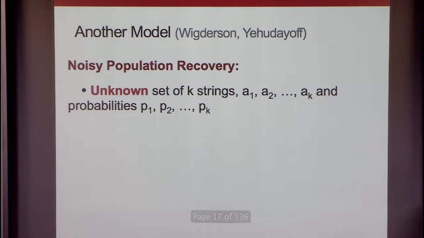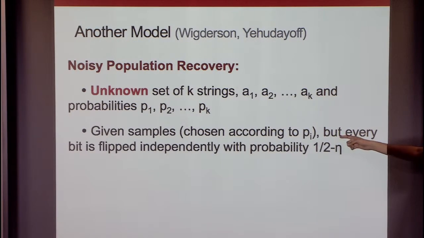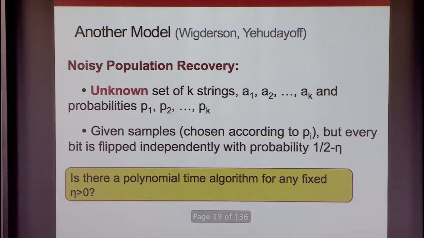These things get a lot more tricky when you talk about the noisy version, which you can make the problem even harder in a formal sense, where there's again some unknown set of k strings, probability p1 to pk. And instead, what you're given are samples, instead of deleting things and replacing the question marks, what if they're flipped independently with probability half minus eta? So in fact, there you don't know what's been flipped and what hasn't been. And here you could ask the question, is there a polynomial time algorithm for any fixed eta greater than 0?